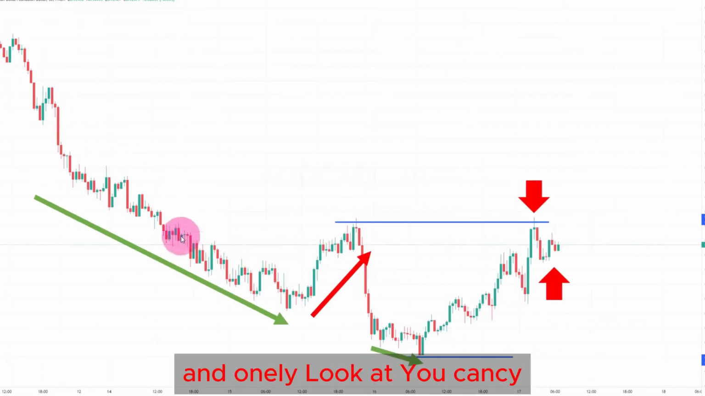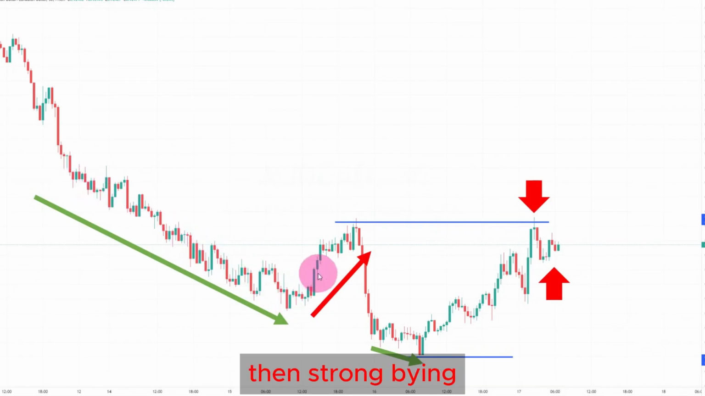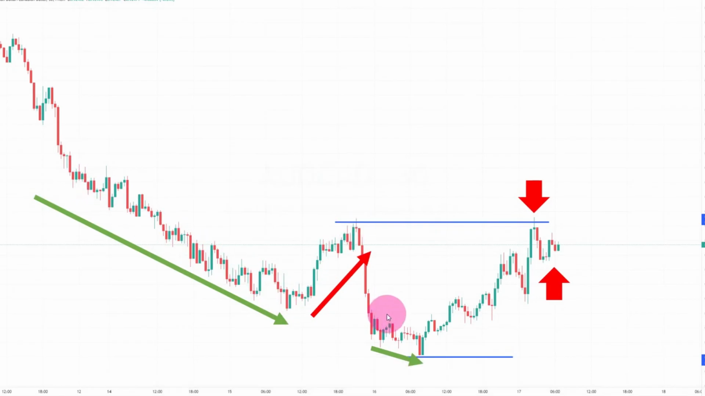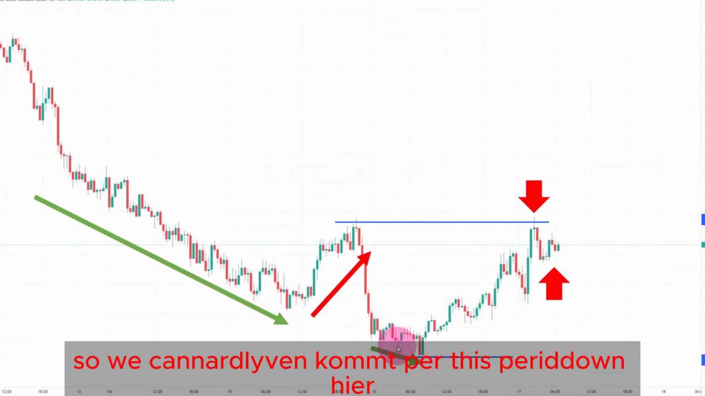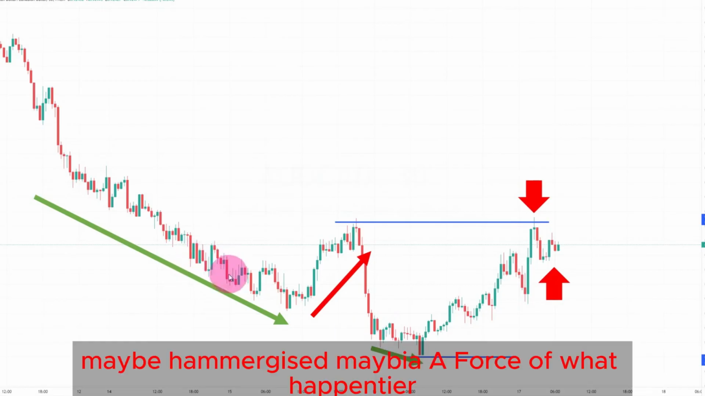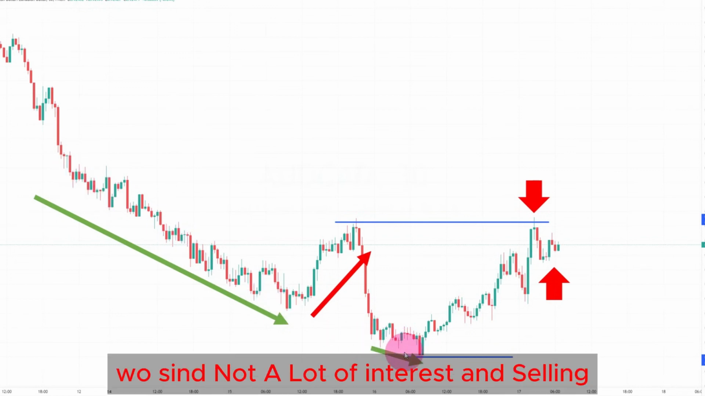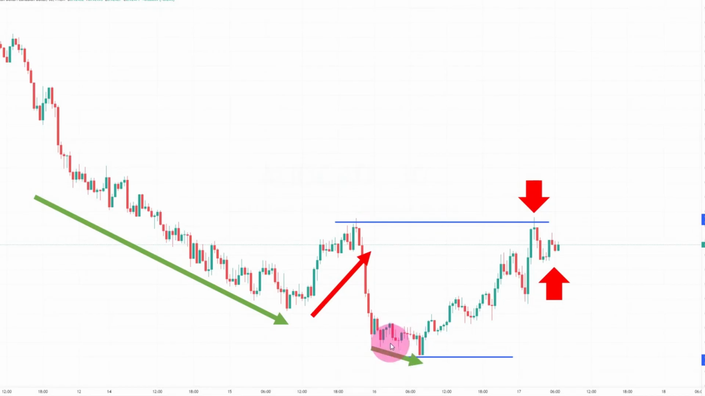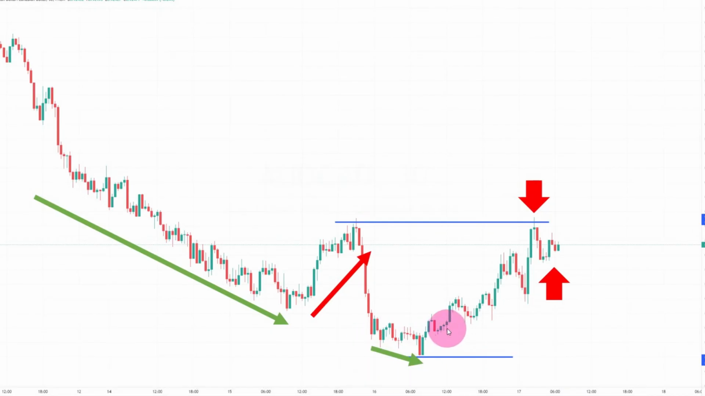And when we look ahead, you can see we are skipping ahead a little bit. And you can see very strong selling, then strong buying, which is something you don't want to see, and then a very short amount of time of selling only. So we cannot even compare this period down here. Maybe, how much is it? Maybe a fourth of what happened here. So a fourth only of the selling duration here. So there was not a lot of interest in selling. That's the point here. Not a lot of people wanted to sell after we got here. And then the market started to completely reverse and made higher highs and higher lows until it reached this point.